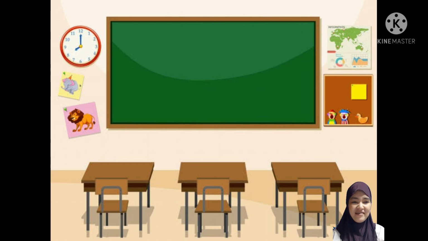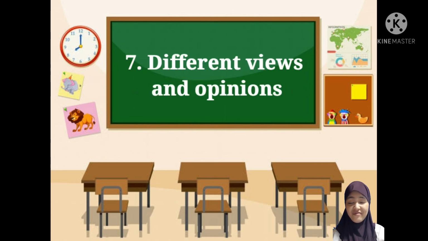Let's go to number 7, different views and opinions. Correct. This is a cultural barrier. If the communicators do not share a mutual view and opinion, the tendency is that they might push their own ideas and fail to listen and understand others who think otherwise.